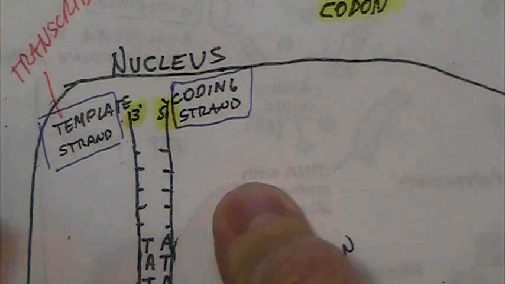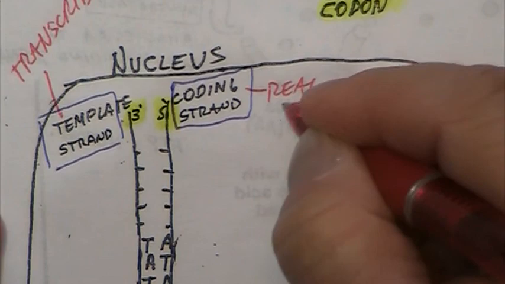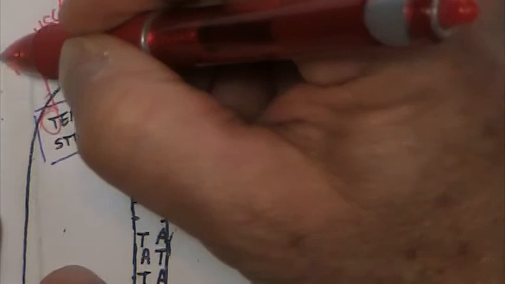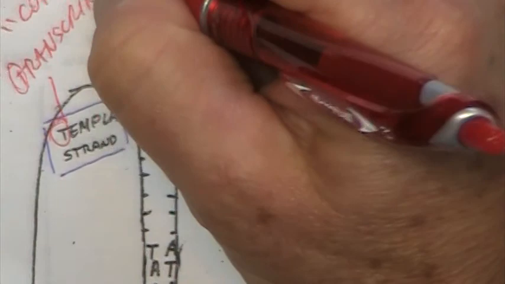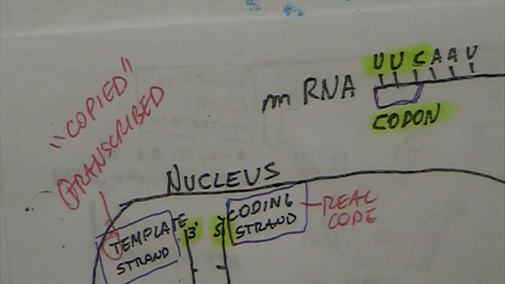So, coding strand, this is the one that has the real code of the gene. And the way I remember, the template is the one that is gonna be transcribed, and both start with a T. So this is the one that is gonna be copied. Okay. All right, let's get going.